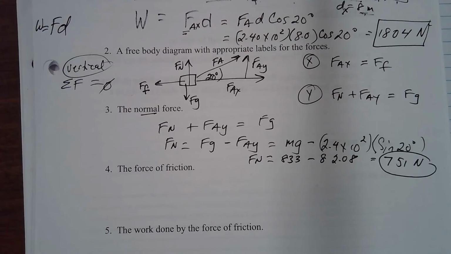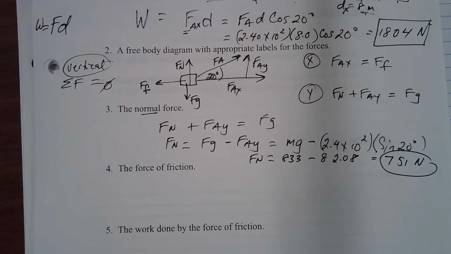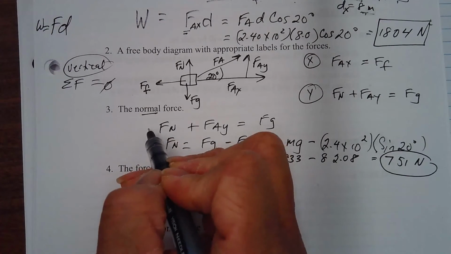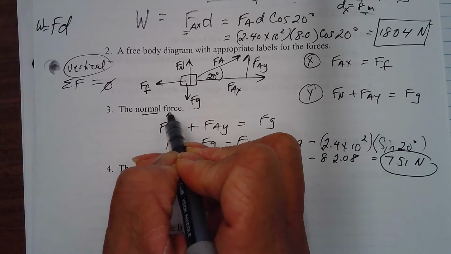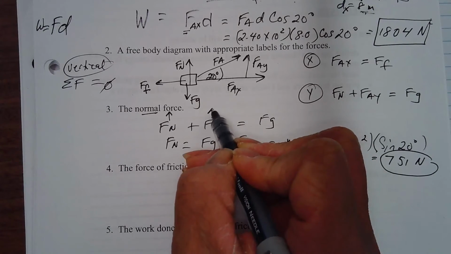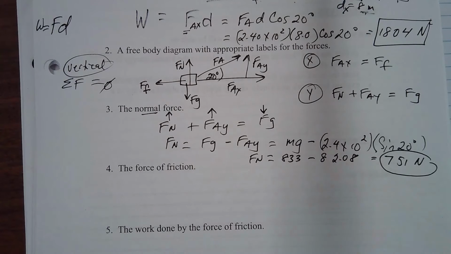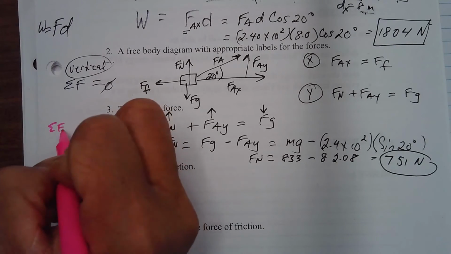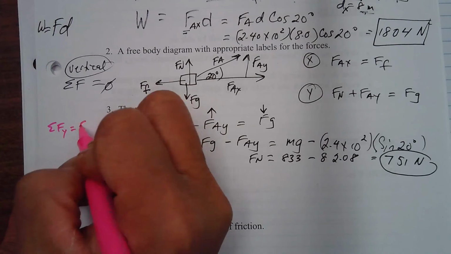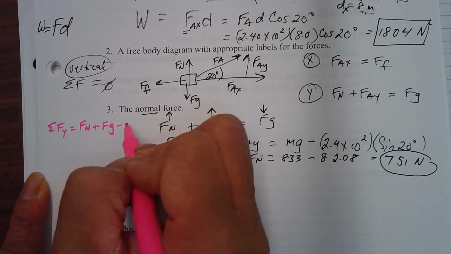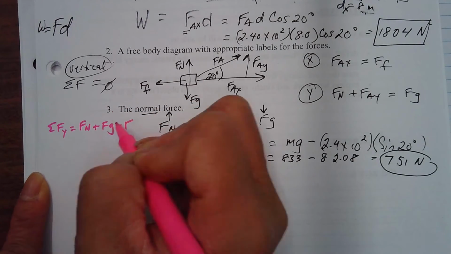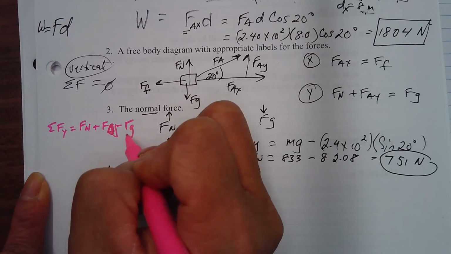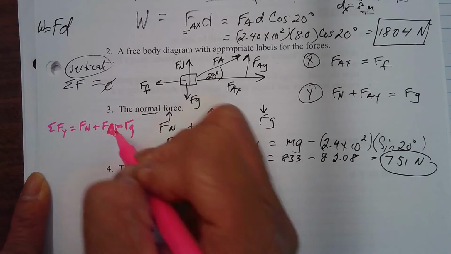So that's my Fn plus Fay is equal to Fg. Yes, because in this case, Fn is up, Fay is up, Fg is down, and the net force is 0 in the vertical component. So really, if you were to write the entire equation here, net force in the vertical component, you got Fn plus Fay minus Fg. This is your vertical component.